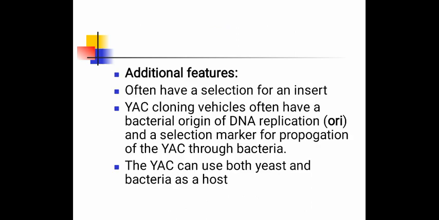Additional features: they often have a selection for an insert. YAC cloning vehicles often have a bacterial origin of DNA replication and a selectable marker for propagation of the YAC through bacteria. YAC can use both yeast and bacteria as a host.